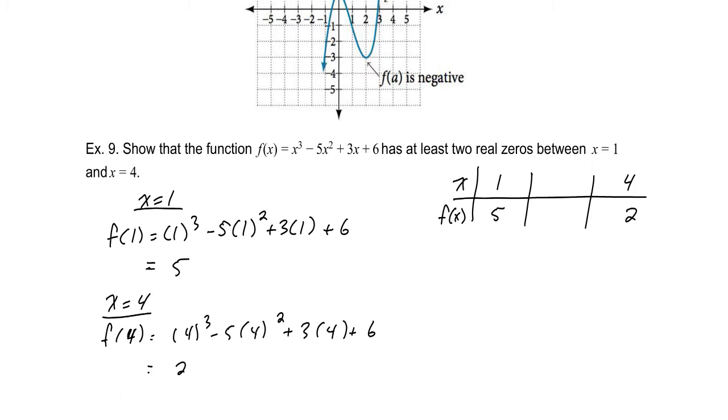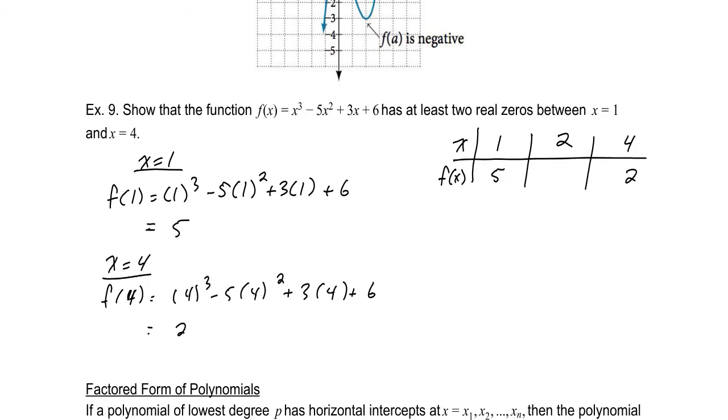Both ends are positive. Alright, so let's try the points in the middle. x equals 2. Let's just go ahead and work with that. That is x cubed minus 5x squared plus 3x plus 6. Looking at my table, x equals 2 is 0. And I need space for 3. If x is 3, then the function is negative 3.